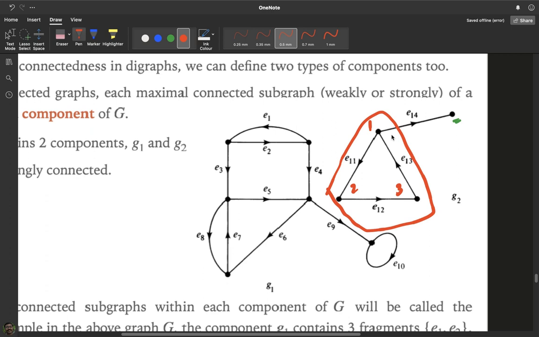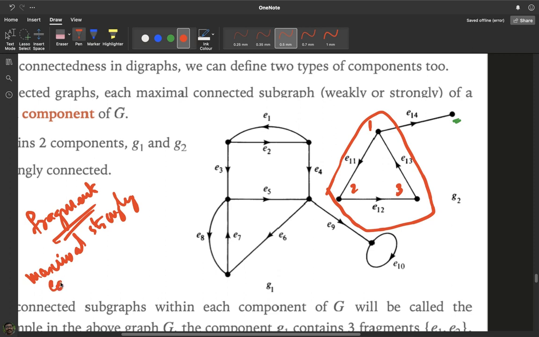Such maximal strongly connected portions are called fragments. So what are fragments? This is also important; they can ask you what you mean by fragments. Fragments are the maximal strongly connected subgraphs of components. Maximal strongly connected subgraphs of components are called fragments. Here you can find a fragment made up of the edges E11, E13 and E12.